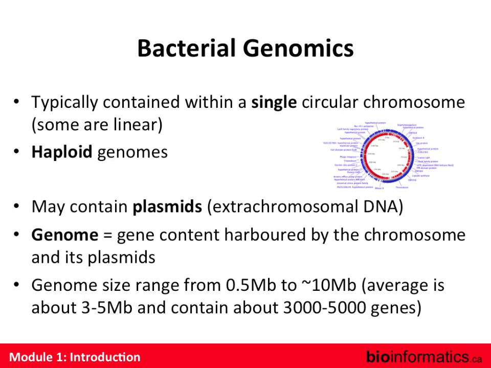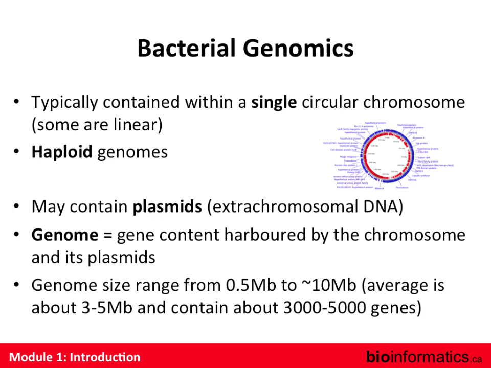Typically, they contain a single circular chromosome, and some bacterial genomes are linear. Also very important is that they're typically haploid genomes, meaning there's only one allele per gene in an organism, in a cell, and they reproduce asexually, so-called. However, they may contain plasmids, which are extrachromosomal DNAs that are potentially much more transferable across organisms. So the genome of a bacterium is the gene content harbored by the chromosome and its plasmids. Certainly, when it comes to antimicrobial resistance, virulence factors and so on, a disproportionate amount of those important genes are found on the plasmid rather than the chromosome.